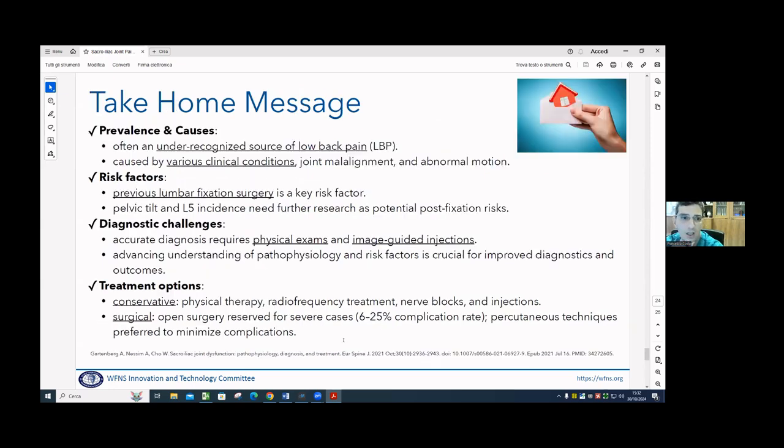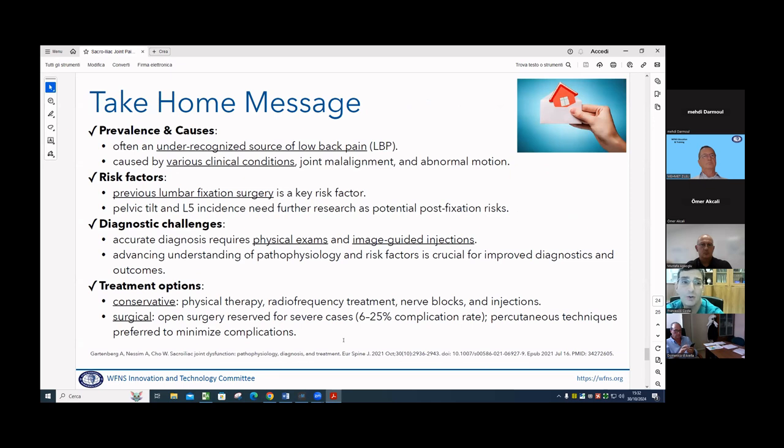In conclusion, we have to think about the sacroiliac joint when there is low back pain, especially if it is unilateral in the lower part of the back, and if there is some pain in the leg in a relative area around L5. The risk factor is previous lumbar fixation, so we have to think about patients after this surgery still having back pain.